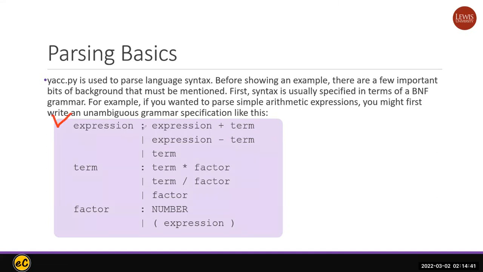So you have expression produces expression plus term, or expression minus term, and expression can also be a term. And term can be term times factor or term divided by factor or a factor itself. A factor can be a number or parenthesis with expression. So these two rules, I think we looked at before. And you can write this one down in this format. This actually is what the Python Yacc will accept for parsing.